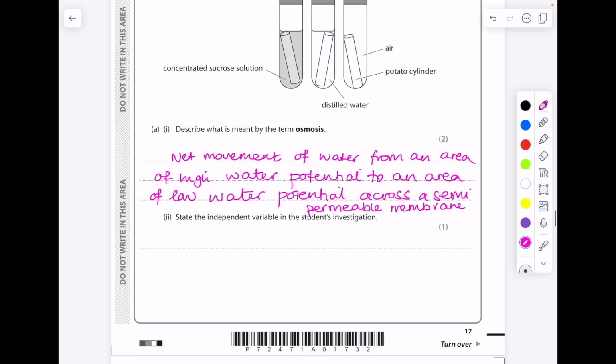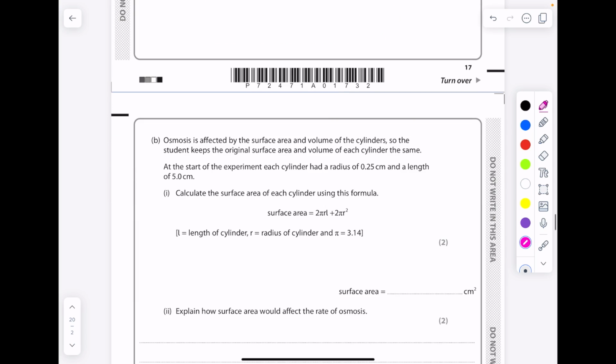State the independent variable. I've already said that. It's what we're changing, the concentration of solution. Osmosis is affected by the surface area and volume of cylinders, so the student keeps the original surface area and volume of each cylinder the same. At the start of the experiment, each cylinder had a radius of 0.25 centimeters and a length of 5. Calculate the surface area of each cylinder using this formula.